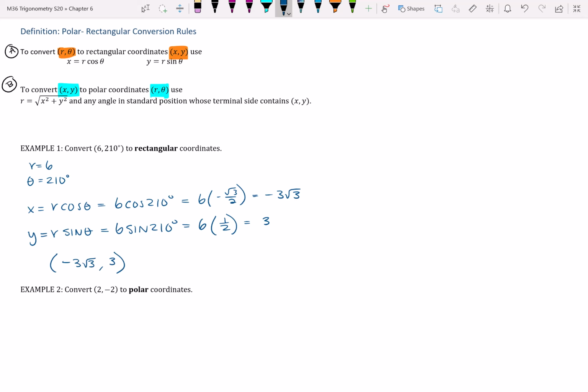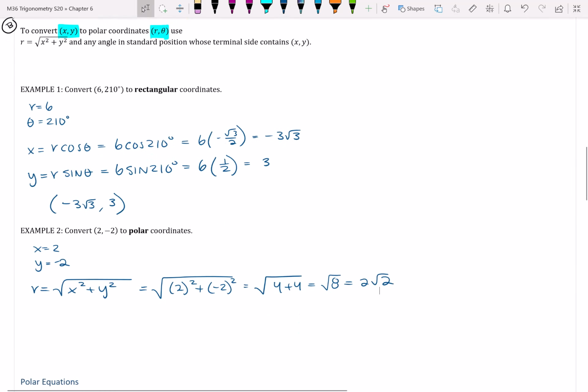All right, let's go the other way. So now we have it in rectangular coordinates and we have to write them in polar coordinates. Here my x is 2, my y is negative 2. We know that r is defined to be the square root of x squared plus y squared, because r here, or modulus, would be the hypotenuse of this right triangle that we could create. So we have the square root of 2 squared plus negative 2 squared, which is the square root of 4 plus 4, which is the square root of 8, which is just 2 square root of 2.